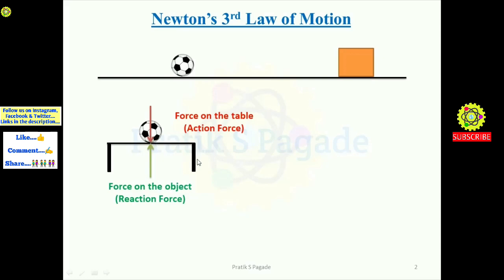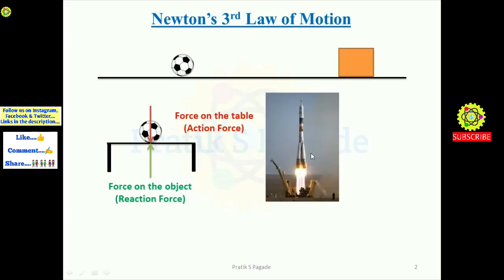So further, see here, in the case of rocket, it moves upward in the air due to the application of the force from its tail. As you can see here, fire coming out from the tail. Due to this force, this rocket moves in the upward direction in the air.